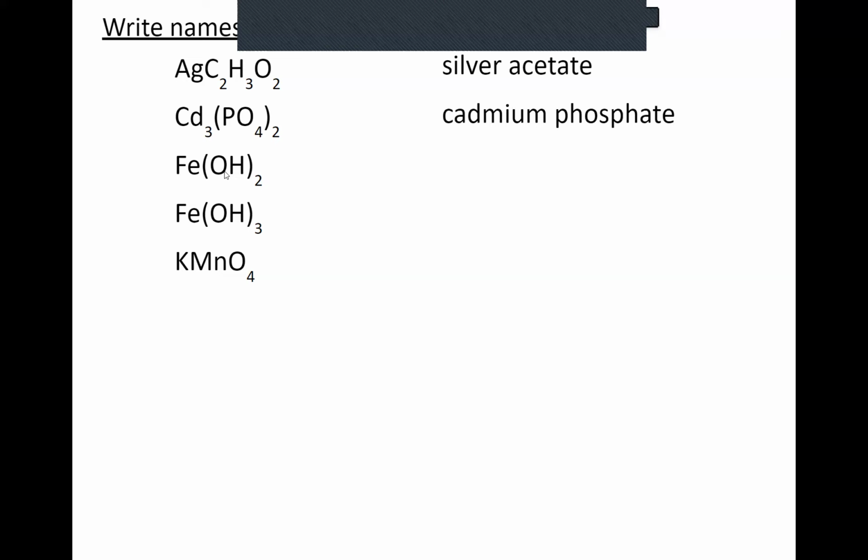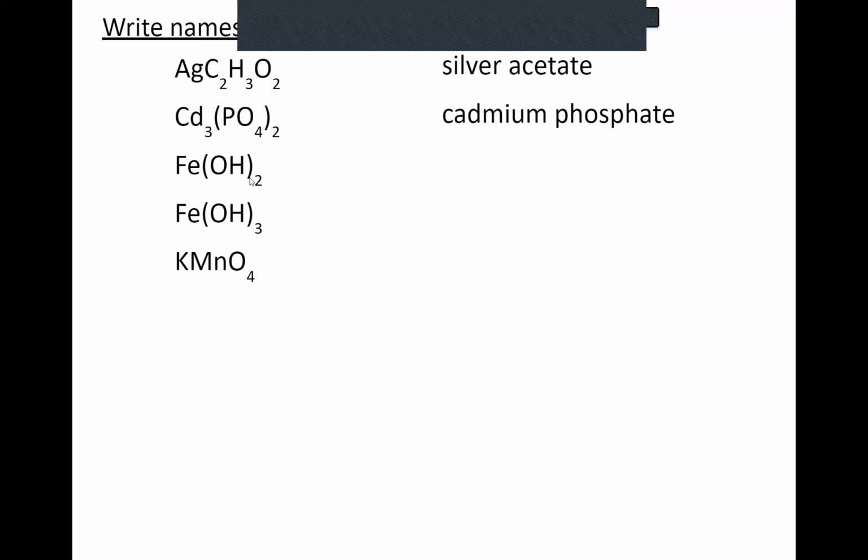Fe(OH)2. Now we have a transition metal that's not one of the exceptions, iron. That one is going to take a Roman numeral. So we have to think about what's the charge on the iron atom in this compound, because that will dictate what Roman numeral we write. It's paired with a polyatomic negative ion, OH. If you look on your list of polyatomic ions, OH is called hydroxide, and it carries a -1 charge.